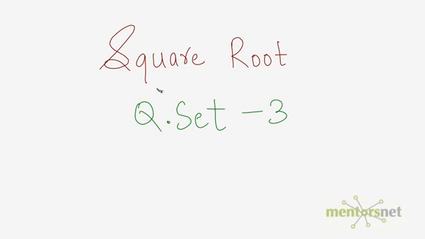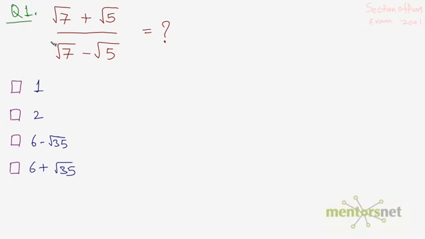This is the third question set on square root. Let us go ahead with our first question: (√7 + √5) divided by (√7 − √5).